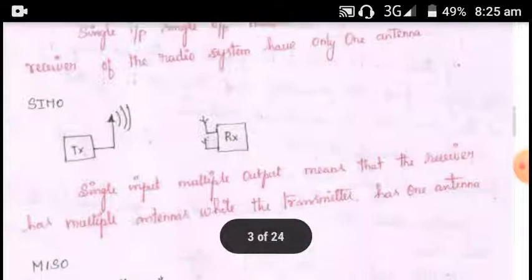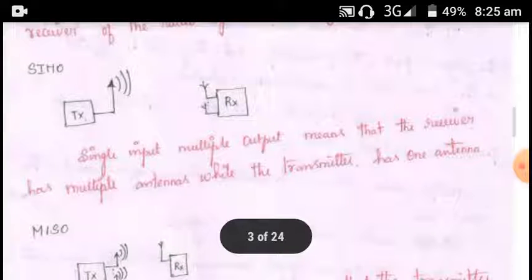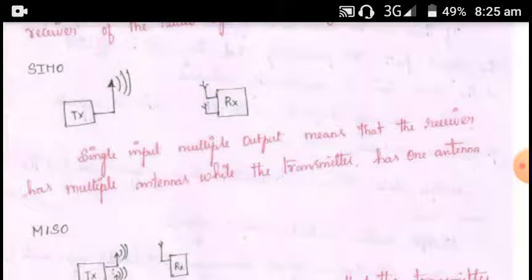Okay, next single input, multiple output. So there will be only one transmit antenna and two or more receiving antennas. Single input, multiple output means that the receiver has multiple antennas while the transmitter has only one antenna.